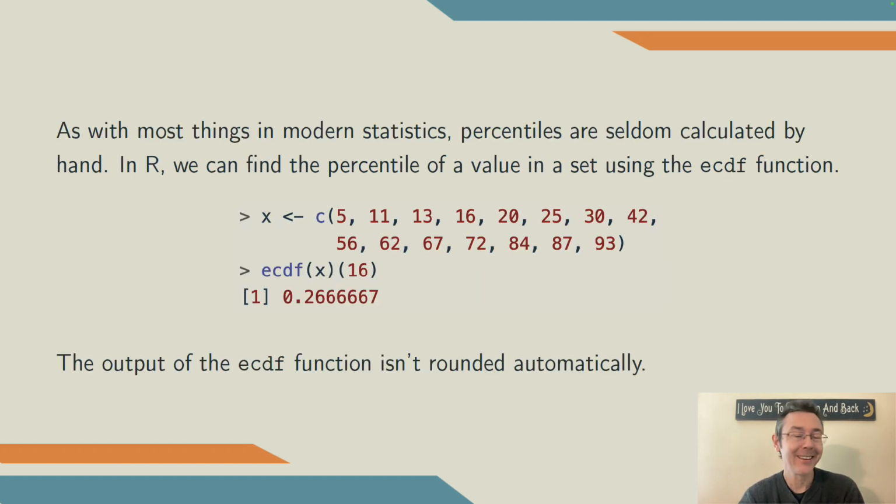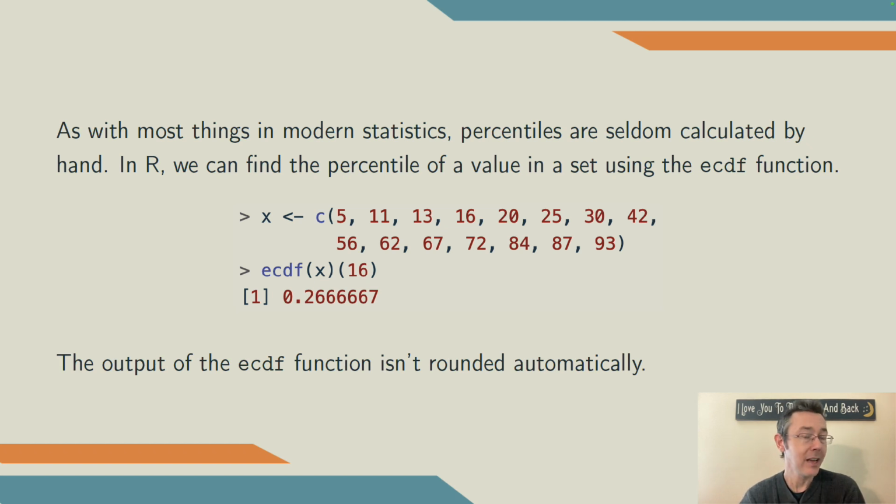As with just about everything in statistics, percentiles are almost never calculated by hand. We use technology. In R, we can find the percentile of a value in the set using the ECDF function. So to do that, we have to pass ECDF the vector that we're actually using. That actually gives you back a function that will then compute the percentile of whatever value you pass it. So then we close up the parenthesis, open a new parenthesis, and pass it the actual value. So for instance, with this data right here, the value 16 is about 27th percentile.